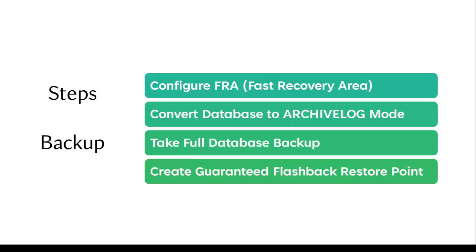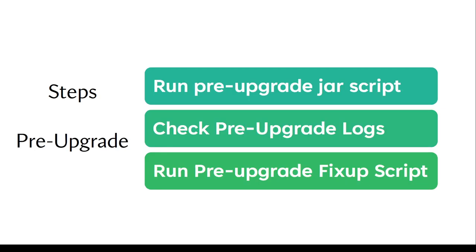For backup, configure the FRA if you have not already configured it. Convert the database to archive log mode if your database is not already running in archive log mode. Take a full database backup and then create a guaranteed flashback restore point. Once all of this is done, we are ready to run the pre-upgrade jar script.